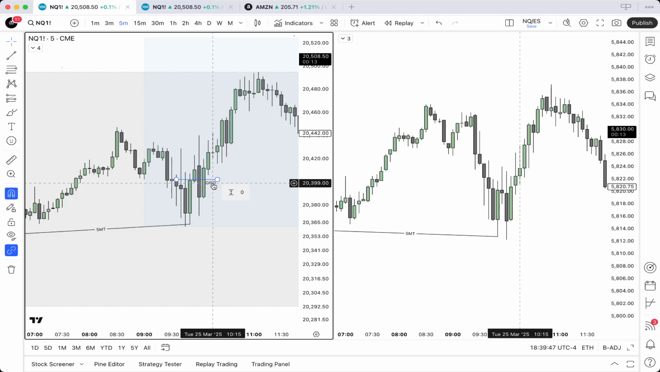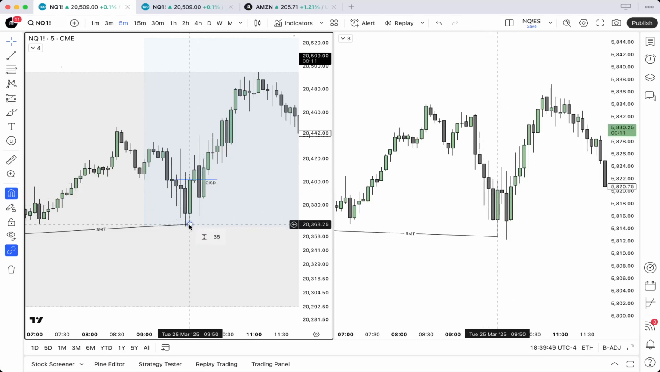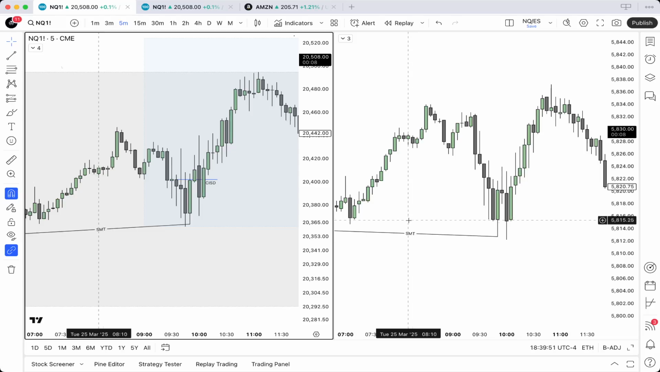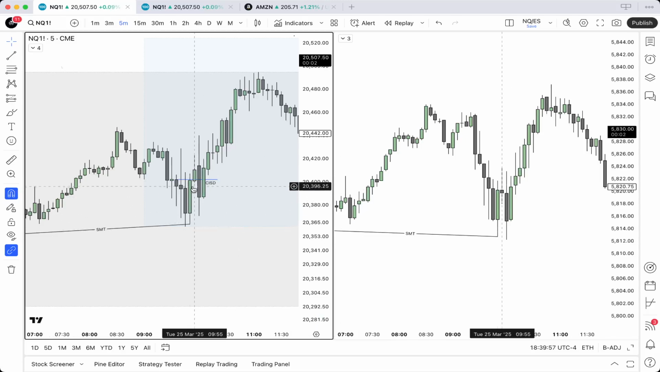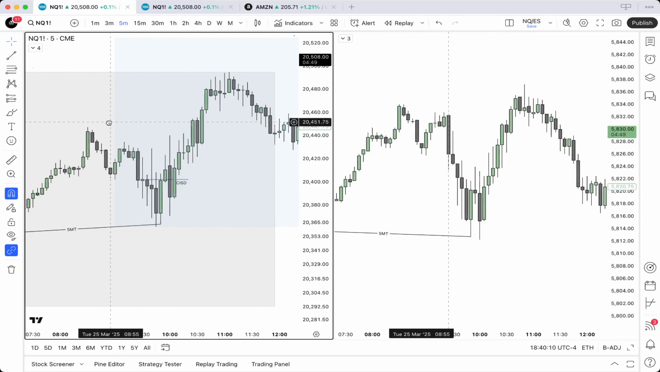So what I was looking for here was to see with this C2 and this change in state paired with this SMT between NASDAQ and ES was to see whether or not we would get a confirmed candle body closure above this change in state of delivery high. And as we see here, we had gotten my 5-minute confirmation candle close above this change in state, printing me an entry for my long position on NASDAQ.